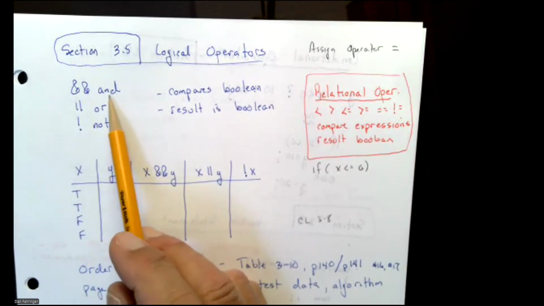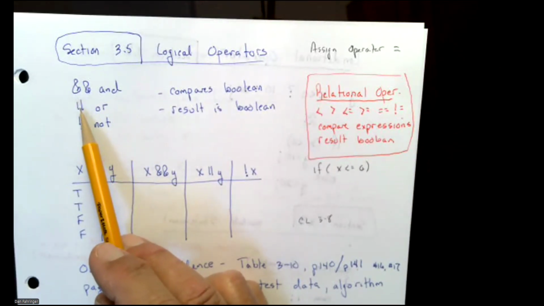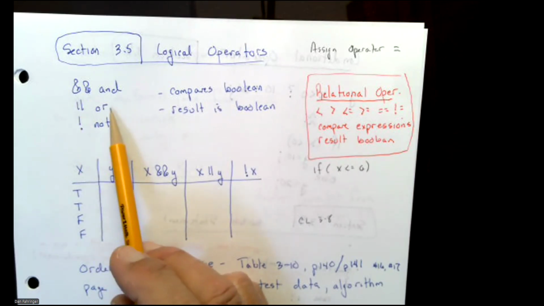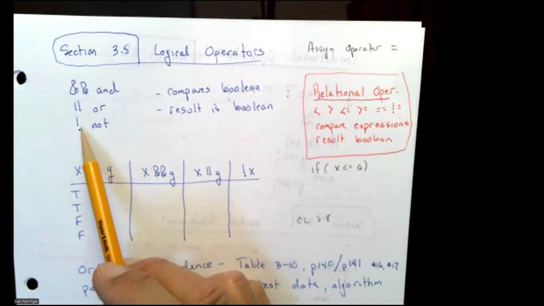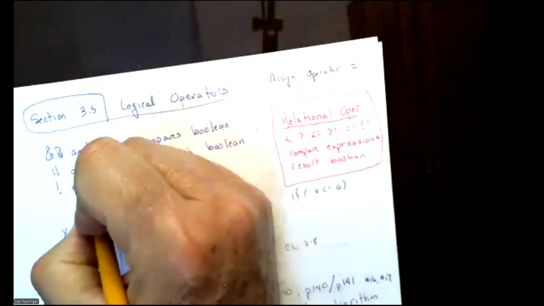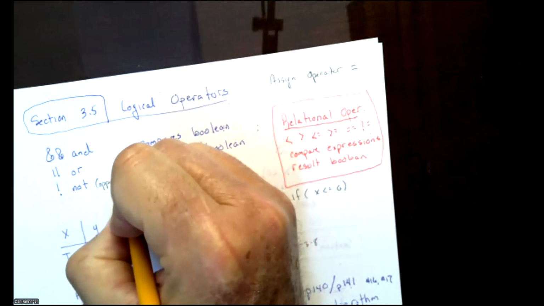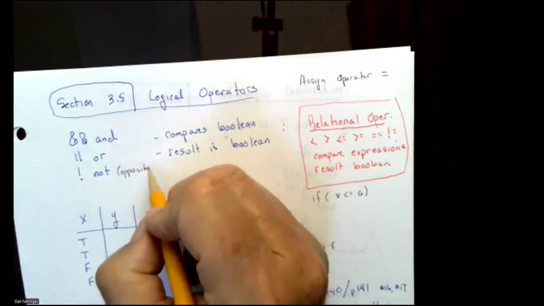So that represents the word and. We have 2 straight bars side by side, no space between them, representing or, and the exclamation point representing not, or the opposite. I'm going to throw in the word opposite right there. I don't know if you can see it.